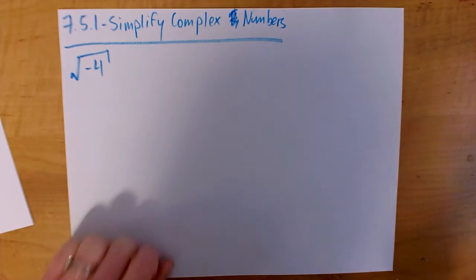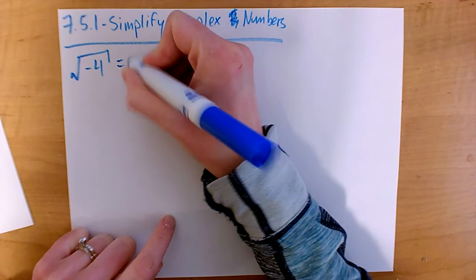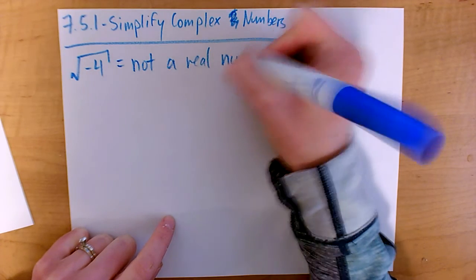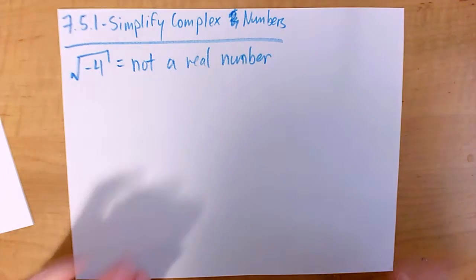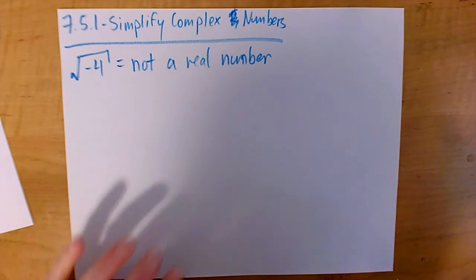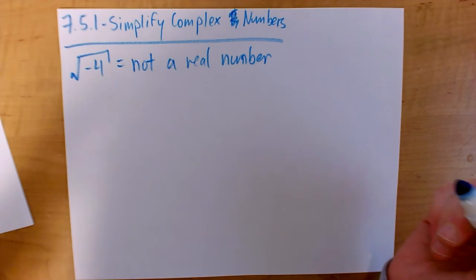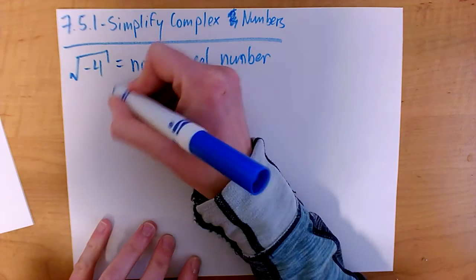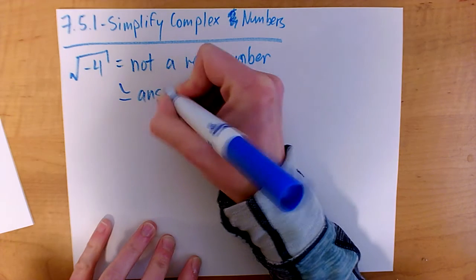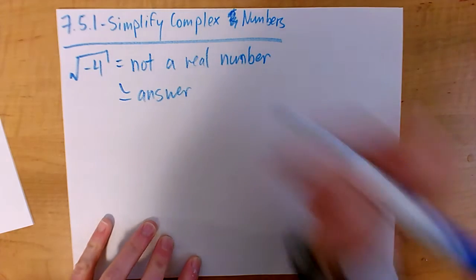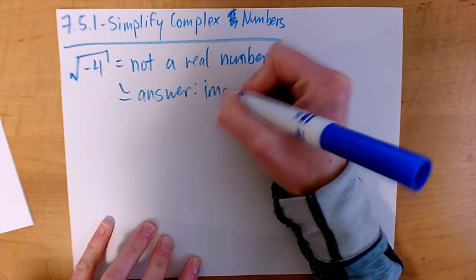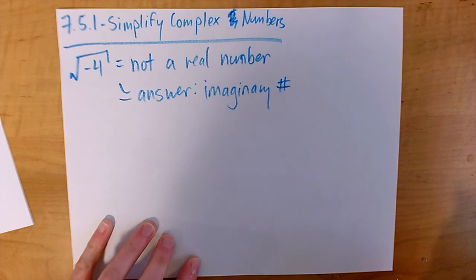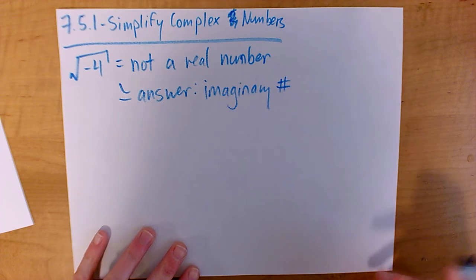and you had to simplify it, that the answer was not a real number, and that you couldn't take the square root of a negative number. And that was partly true. The thing is, though, you can simplify this, and it does have an answer, and the answer is not a real number. It is an imaginary number. Okay? The answer to that is an imaginary number.